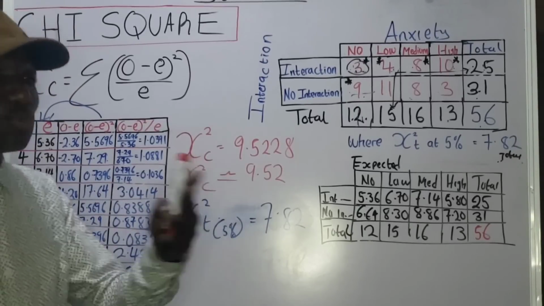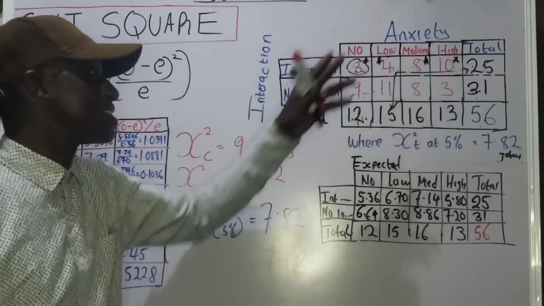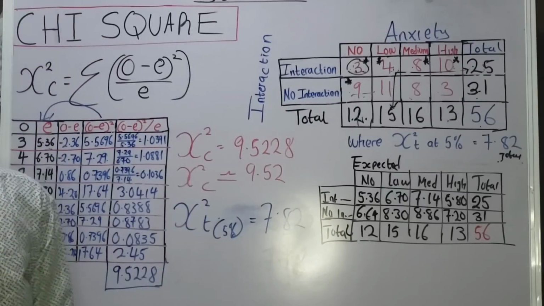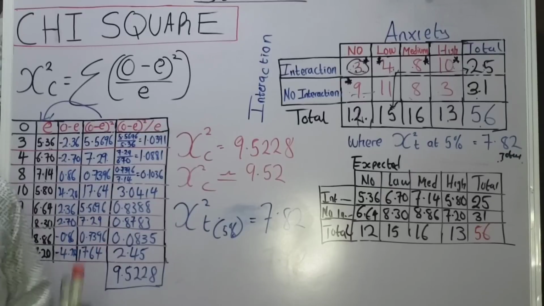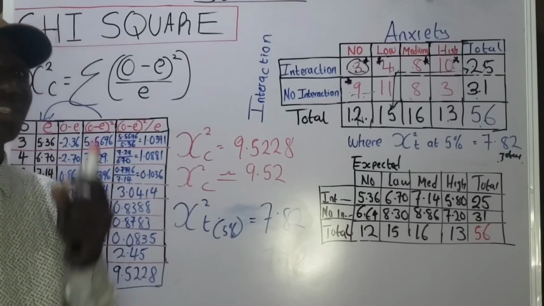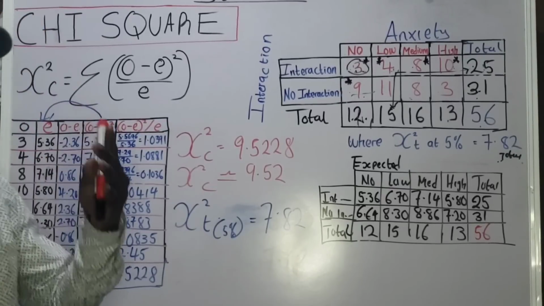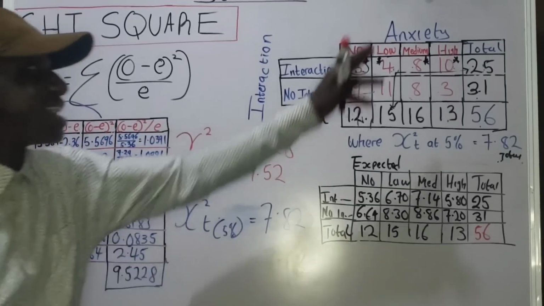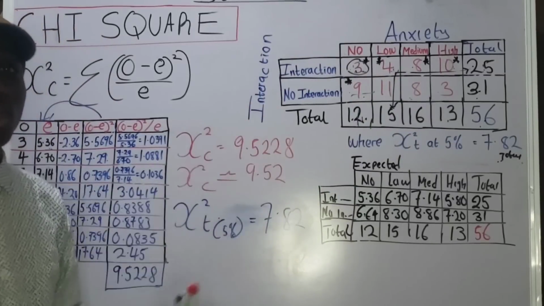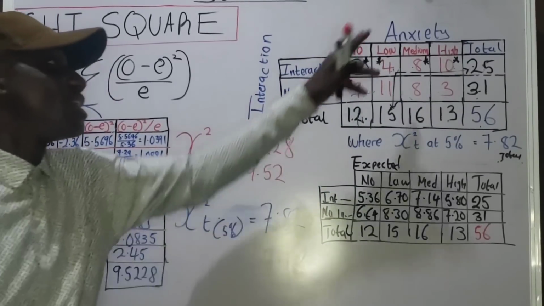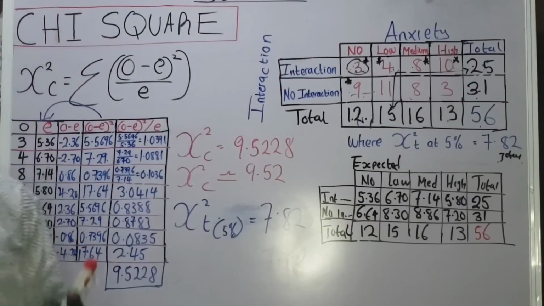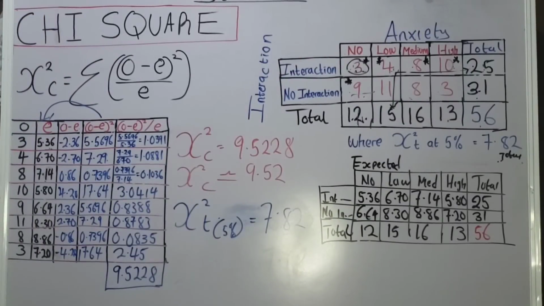In this case, we are dealing with two variables. The first variable is anxiety, and the second is interaction. So if it is the null hypothesis, that means there is no relationship between anxiety and interaction. If it is the alternative hypothesis, that means there is a relationship between anxiety and interaction. Now, how do we know if there is a relationship or not? That is what I want to answer right now.